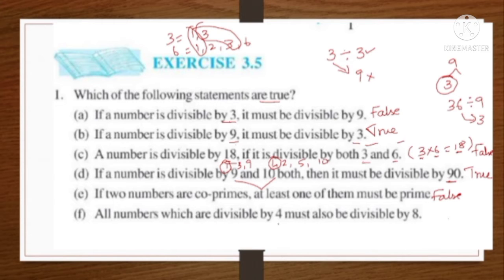Next, subdivision F. All numbers which are divisible by 4 must also be divisible by 8. Here, for numbers divisible by 4, only the factors will divide, multiples won't necessarily divide. The factor of 4 is 2, which will divide, but its multiple, 4 twos are 8, need not divide. So all the numbers which are divisible by 4 need not be divisible by 8. For example, consider the number 12. 12 is divisible by 4, but 12 doesn't divide by 8, isn't it? So the statement is false.